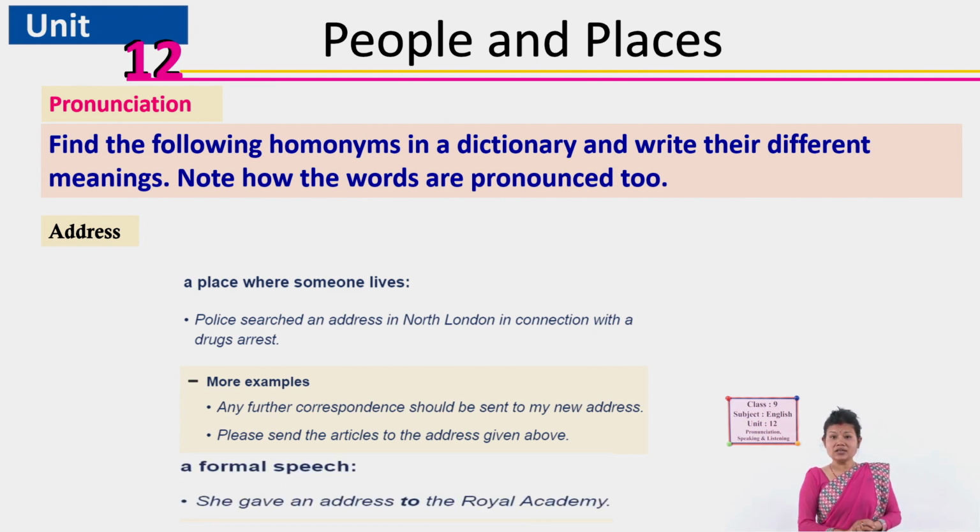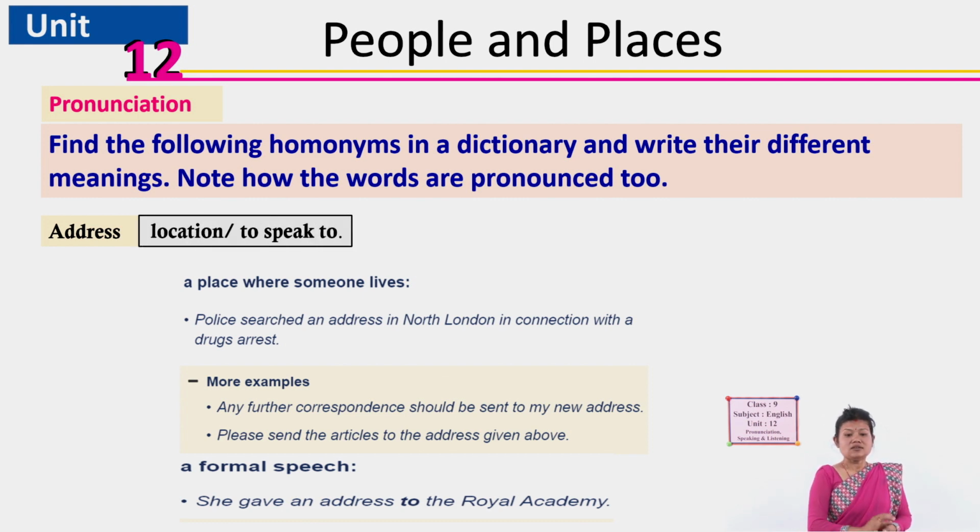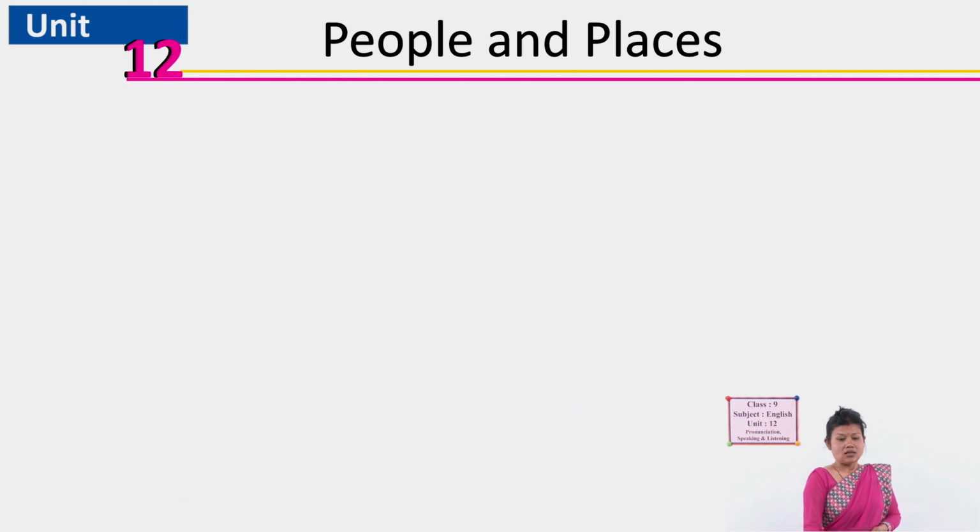And it has also another meaning: address, a formal speech. So we can give a speech at a formal program, to a certain group of audience. What we speak in front of those audience, that is an address. I am addressing those audience. One example: she gave an address to the Royal Academy. So in this way address can have multiple meanings, and there can be other meanings as well. You try to check. To sum up, the different meanings of address can be, the first one location, and next is to speak to.